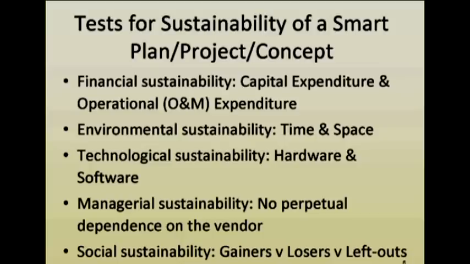Then sustainability in environmental terms would have two dimensions, of time and space respectively. In terms of time, we should not do something which makes the area look good today, but creates a problem for the next generation. We should not clean up something and pay for it later. That will not be environmentally sustainable.